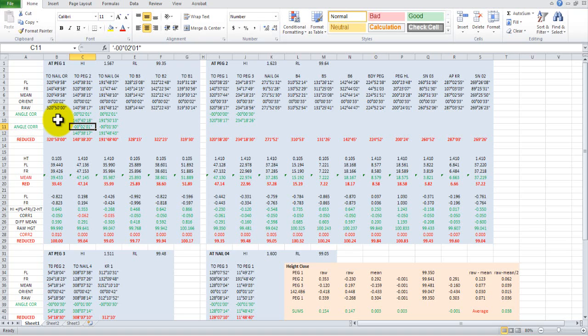Now as we can see here, we have got 4 setups and we've got 02'01". So if we divide that by 4, we get like 30 seconds. 4 times 30 seconds would be 2 minutes, and then the 1. So we'll subtract 31 seconds at Peg 1, and then we'll work our way back through. Obviously we started at peg 1, came forward, so we apply our correction back through. So we're going to apply 31 seconds at peg 1.